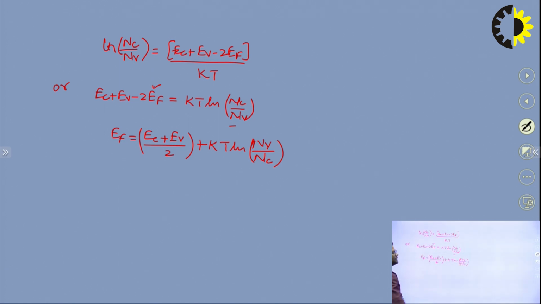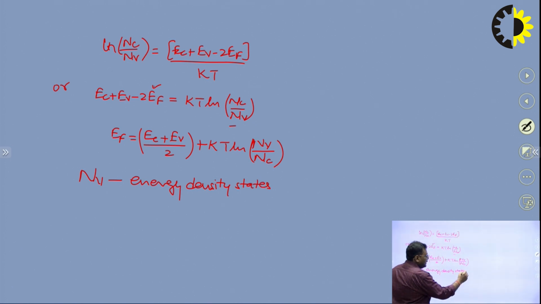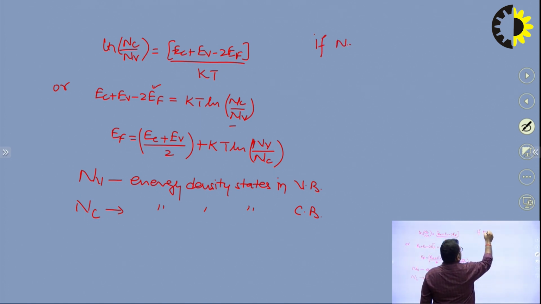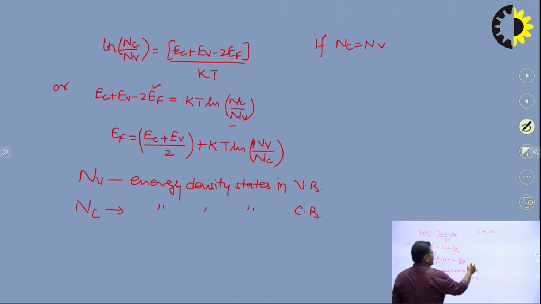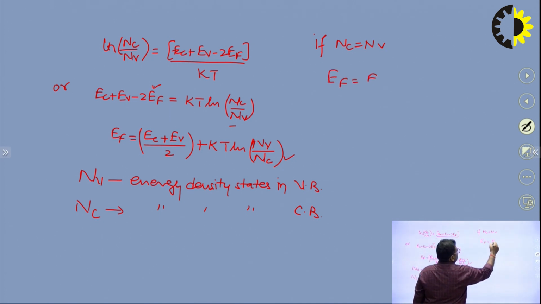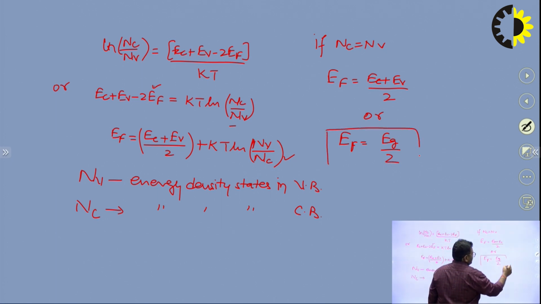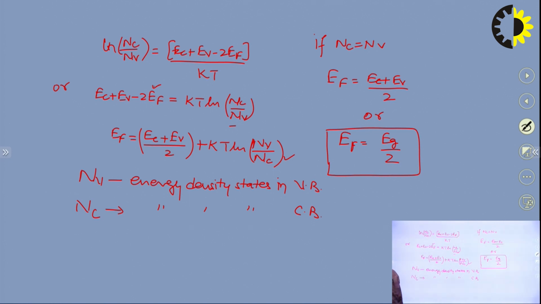Now what are these Nc and Nv? Basically Nv is the effective density of states in the valence band, and Nc is the effective density of states in the conduction band. If I consider that Nc is equal to Nv, how can I write this equation? This will be Ef equal to (Ec plus Ev) divided by 2, or this equation can be written as Ef equal to Eg divided by 2. So this is the proof that in an intrinsic semiconductor the Fermi level will lie in the middle of the energy band gap. By this way we can prove this.